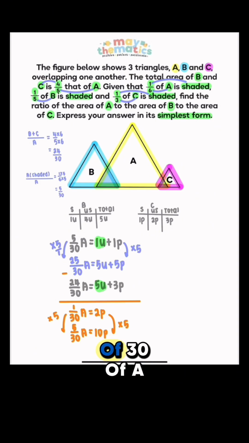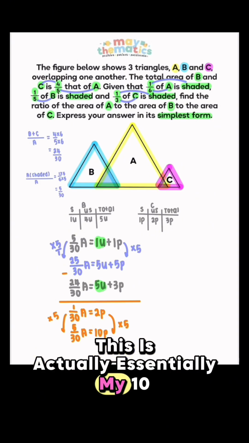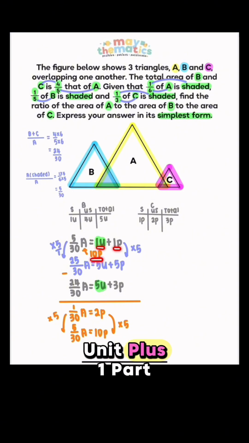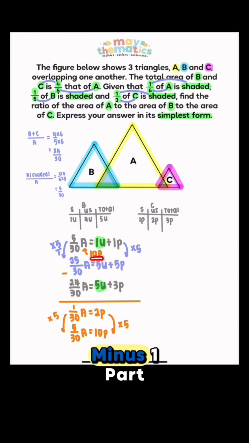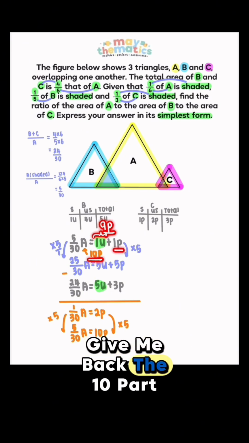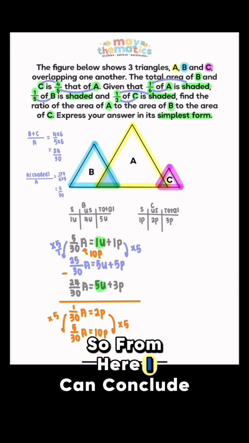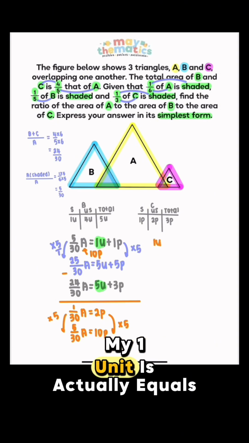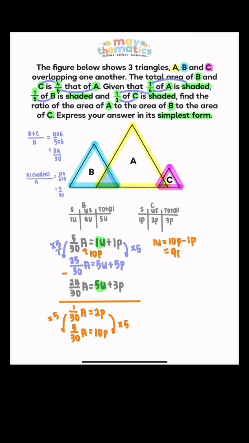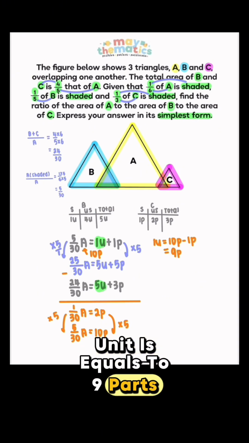Now, if I know 5 out of 30 of A is essentially my 10 parts, I will know that 10 parts is equal to 1 unit plus 1 part. And if I take 10 parts minus 1 part, I will know that this 1 unit here must be my 9 parts, because only then 9 parts plus 1 part will give me back the 10 parts. So from here, I can conclude that my 1 unit is equal to 10 parts minus 1 part, which is 9 parts.